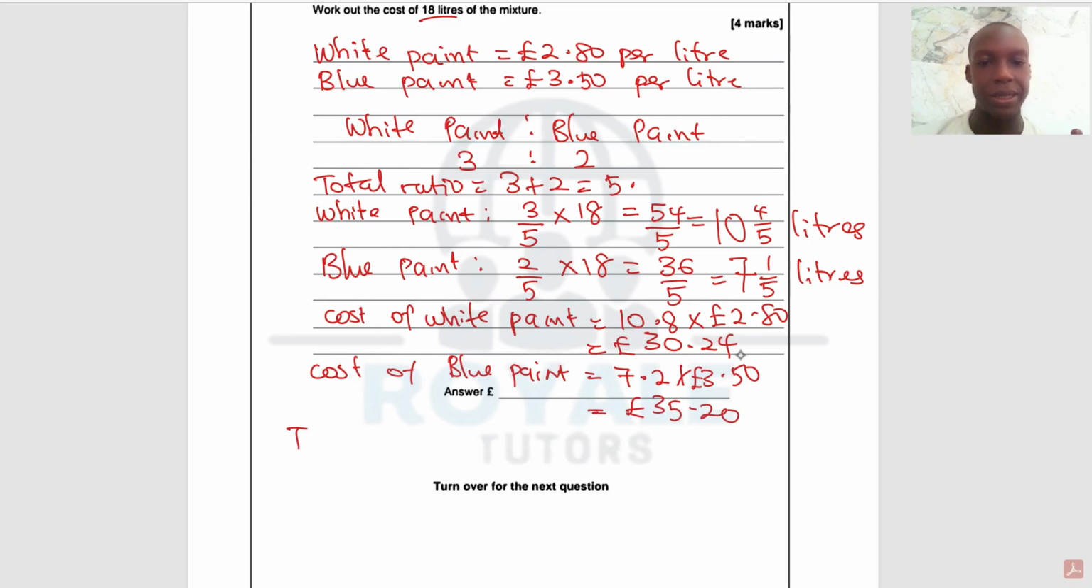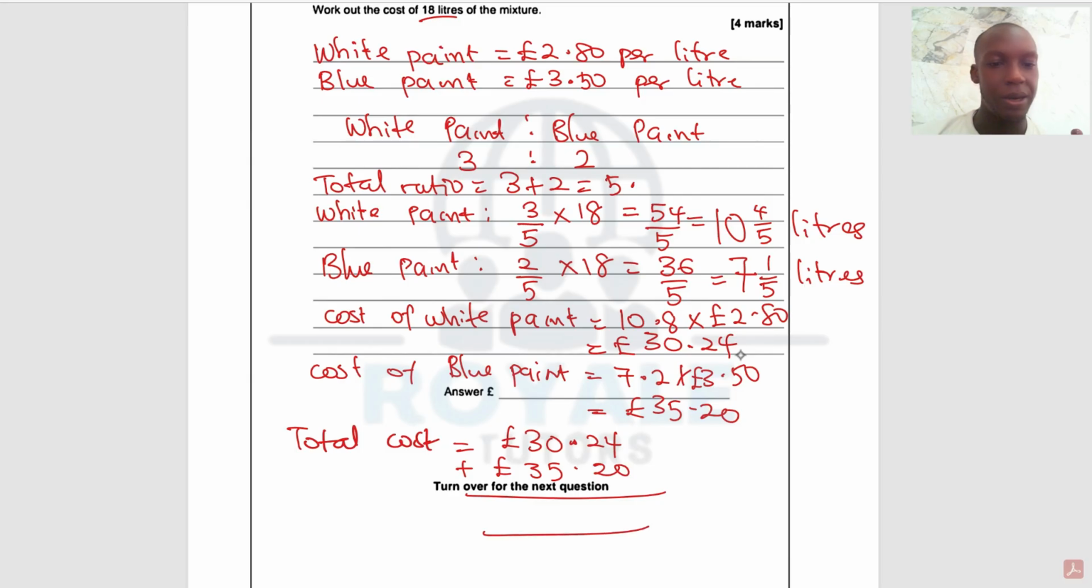The total cost now is just by adding both of them together. It's going to be £30.24 plus £25.20. And of course, we're going to have this as £55.44 actually. And that's going to be the total cost of 18 liters of the mixture, with white paint taking 3 ratio and blue paint taking 2 ratio. I believe that is very clear.